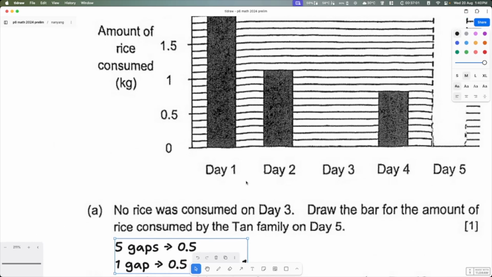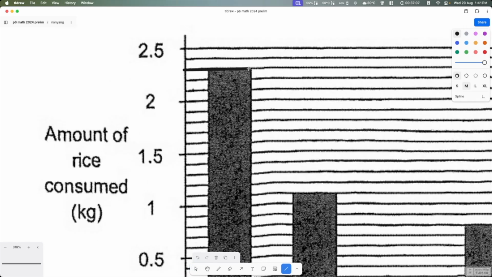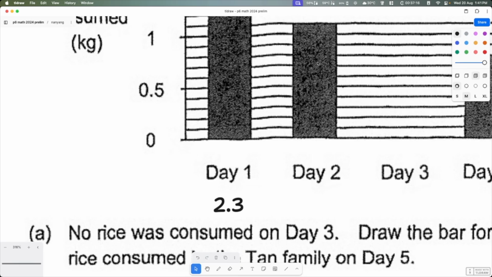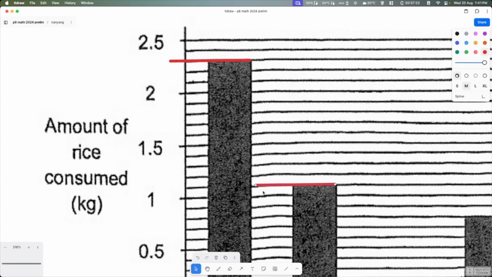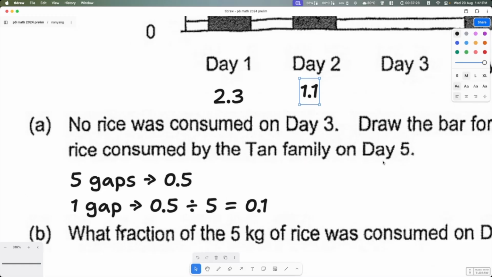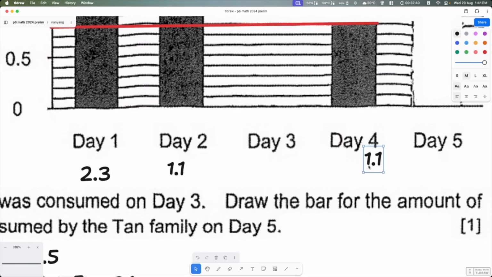Now let's calculate for each day. Day 1, if we calculate the line over here, let's make it red, is 2.3. Okay, let's see for day 2. Let's copy this and paste it here. Day 2 is just one above, so it should be 1.1. Day 3 is nothing, and then day 4, let's see how much it is. Day 4 is 0.5, 6, 7, and 8, so this is 0.8.